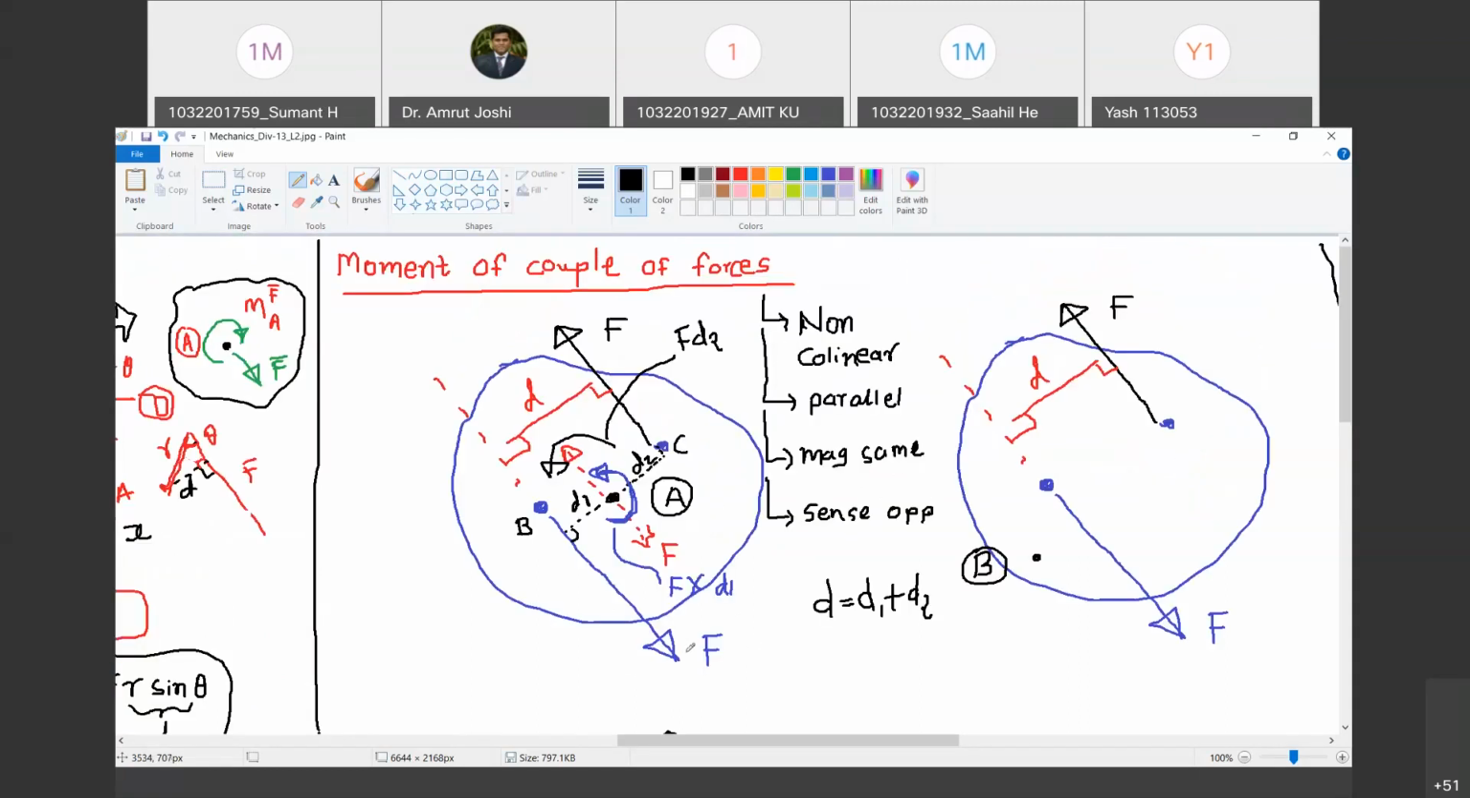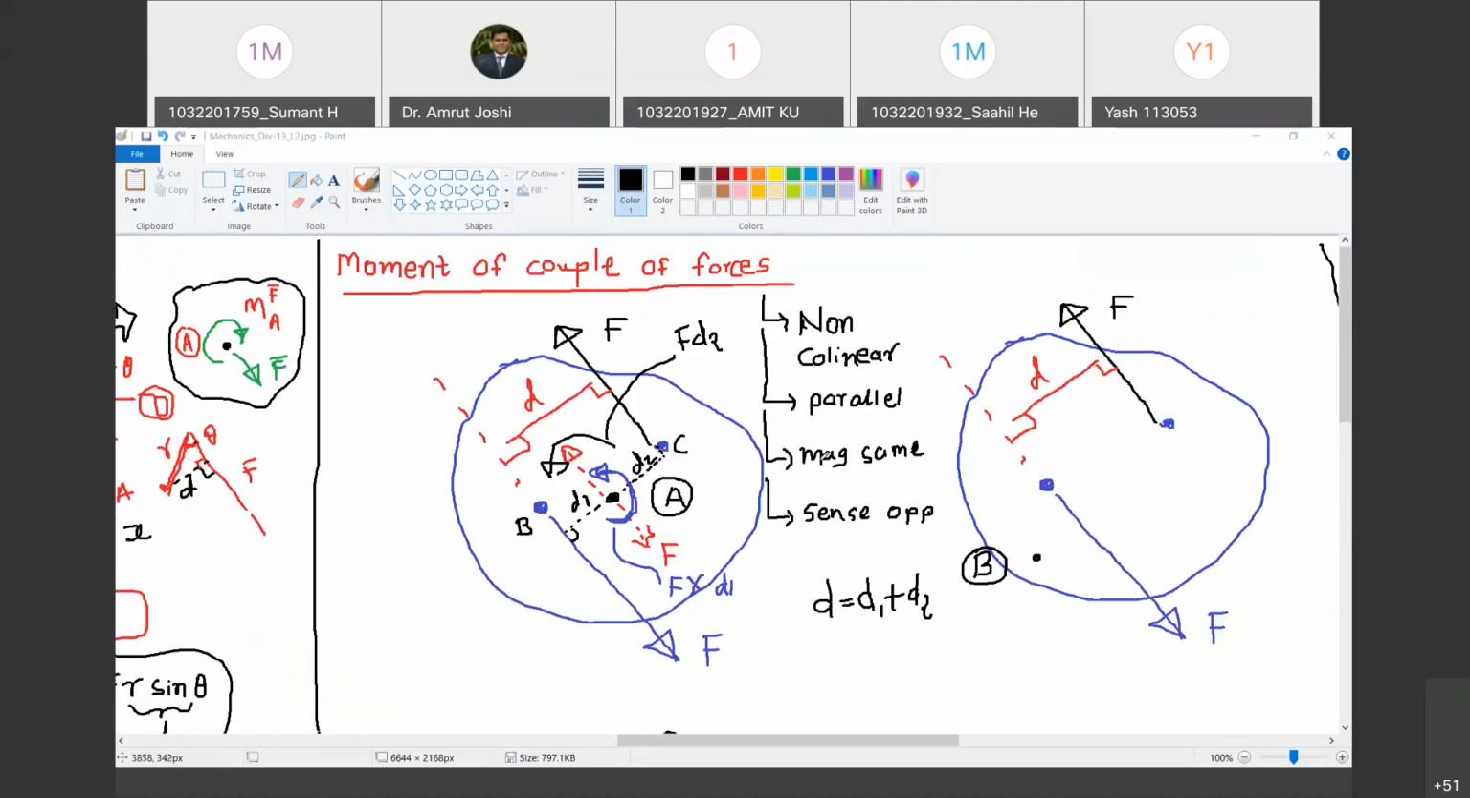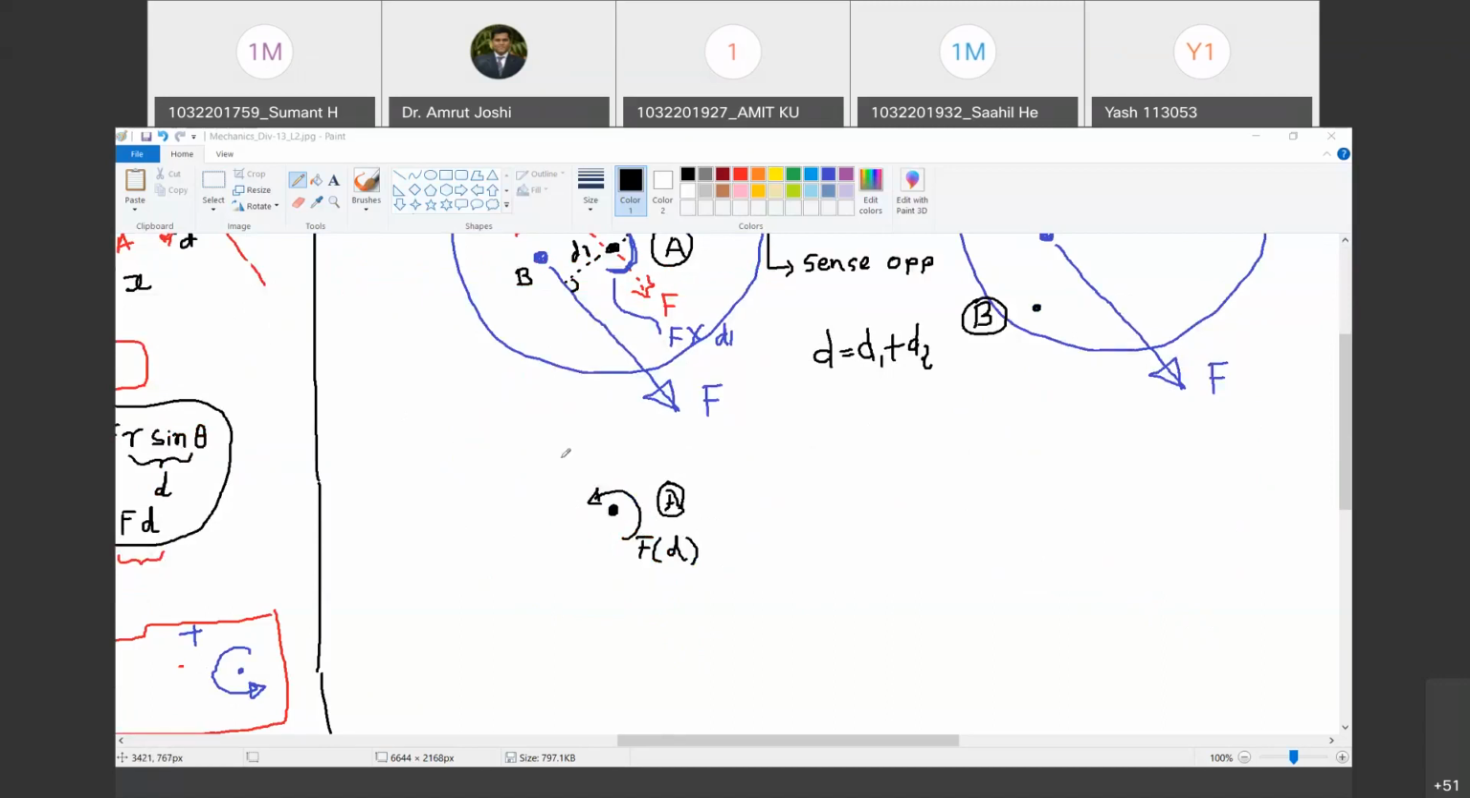If I have a pair of forces that satisfy these four conditions, its effect on point A is going to be merely rotation, no translation. Are you with me? Yes, sir. Someone asked me a question: why is this condition necessary? Magnitude same. You will understand that if magnitude is not same, then you will also have some net force. Are you with me? Yes, sir.